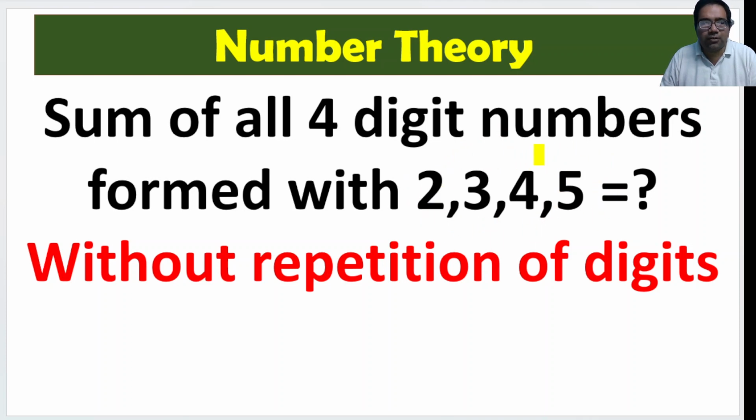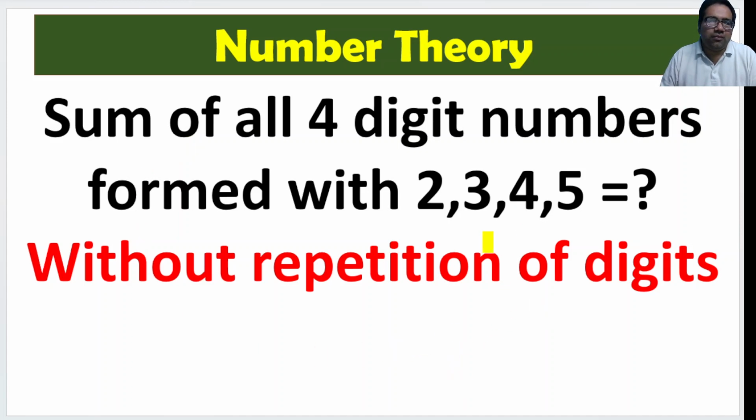We have 24 permutations, so 24 numbers we can create when there is no repetition. 4 times, 3 times, 2 times, 1 time, we have 4 slots. Now these are 24 numbers. What we have to find is the sum of these 24 numbers.